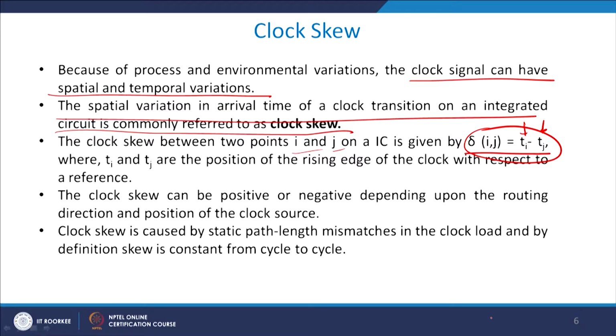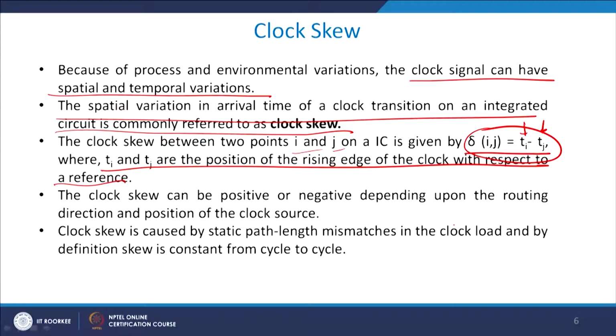So, Ti and Tj are the position of the rising edge of the clock with respect to a reference. Now, the clock skew can be positive or negative depending upon the direction of routing. If the direction of the clock and the data is the same, you will get positive skew. If the direction of the clock and the direction of the data movement are opposite to each other, we will get a negative skew, right, and I would like you to find out why.